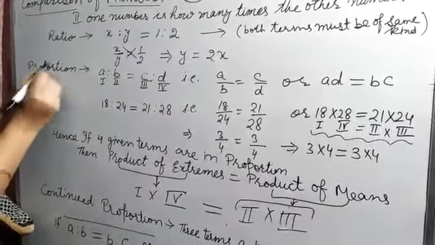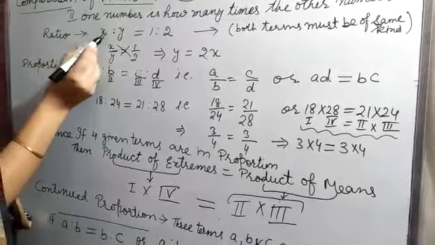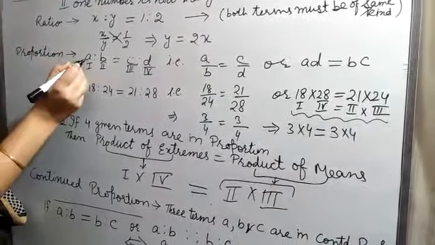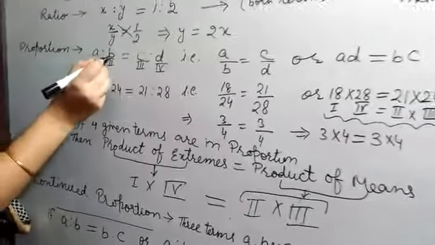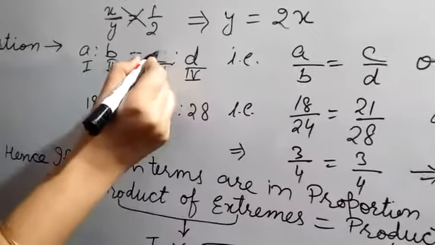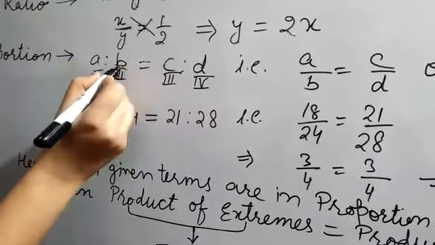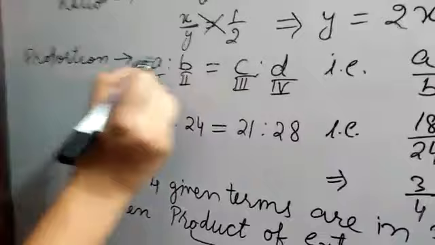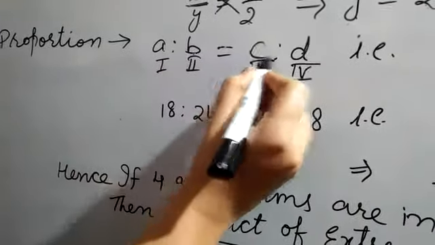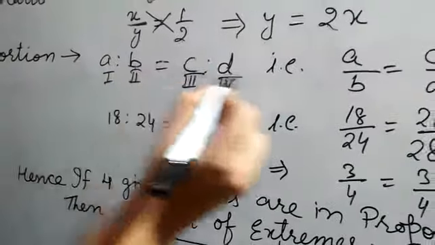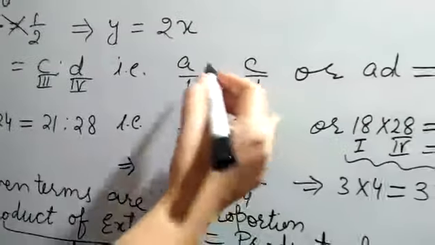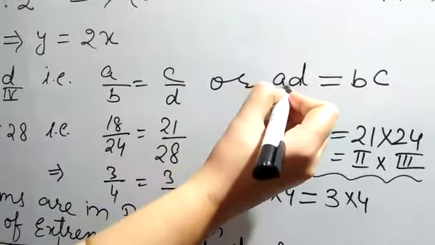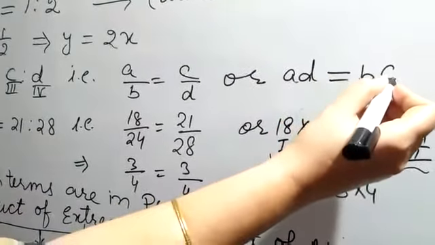Next is proportion. In ratio, we have compared two terms. In proportion, we say four terms are in proportion, that is A, B, C and D. How four terms? Here we have taken two ratios. When two ratios are equal, equality of two ratios, it is called proportion. Equality of two ratios means A ratio B is equal to C ratio D, that is A over B is equal to C over D. When we cross multiply, it becomes AD is equal to BC. It means A multiplied by D is equal to B multiplied by C.